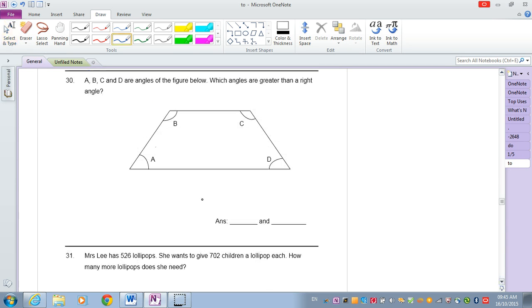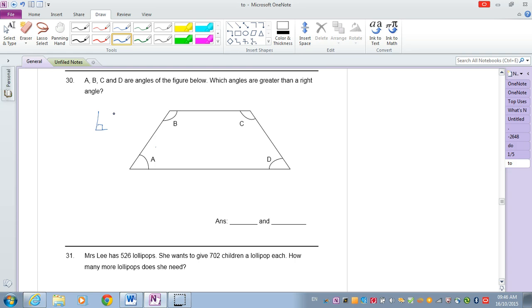Now let's move on to question number 30. A, B, C and D are angles of the figure below. Which angles are greater than a right angle? Let's take a look. Remember, what is your right angle? Your right angle is your angle with the L shape. Where can you find a right angle? Now you can find it easily using your ruler.